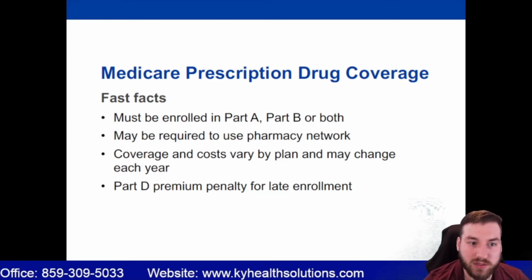Coverage and costs vary by plan and may change year over year. So again, it's important to look at your annual notice of changes. And then Part D premium penalties for late enrollment will apply also. So there's a formula you can find on Medicare.gov. It basically takes the average plan premium for that year, multiplies it by the months that you haven't had drug coverage, and then there's a percentage of that you pay.